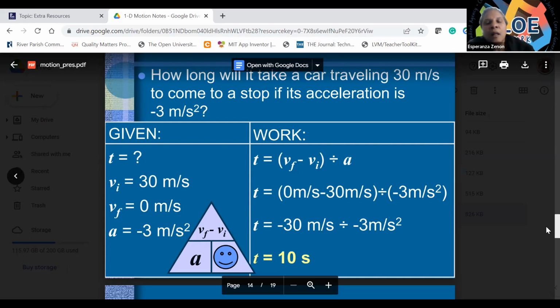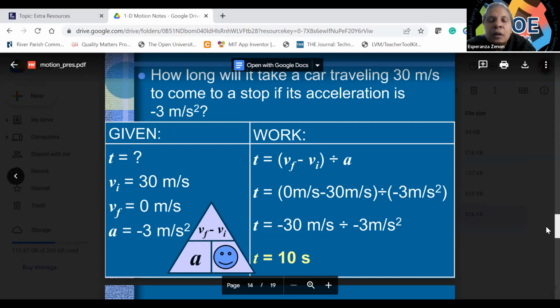Please be careful with that, because a lot of students take the 30 meters per second and put it in the wrong place. They put it in front because they think, well, if I'm subtracting, I have to put the bigger number in front. No, the formula says VF. So whatever VF is what goes in the front. Okay. In this case, since I'm stopping, my VF is 0 meters per second minus my starting velocity, 30 meters per second. So when I do that subtraction, I get -30 meters per second.